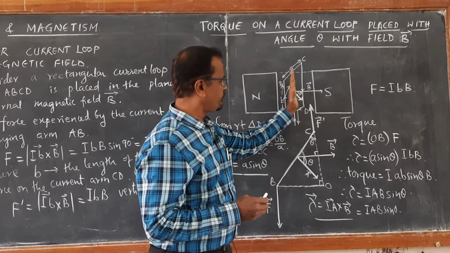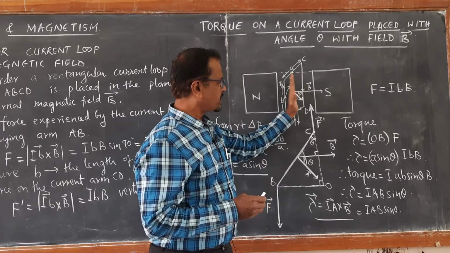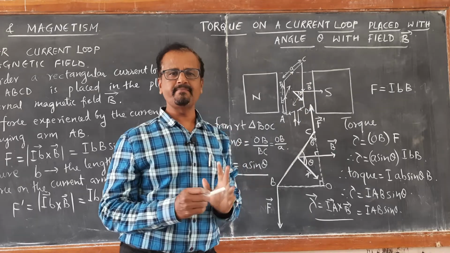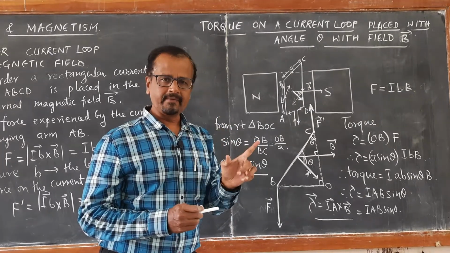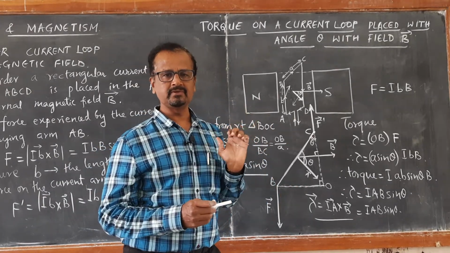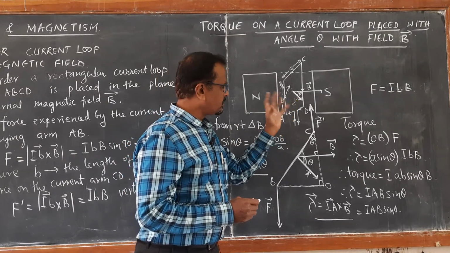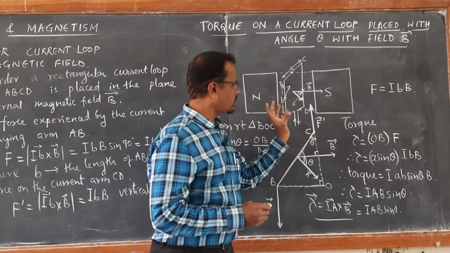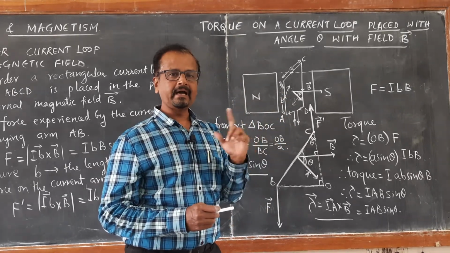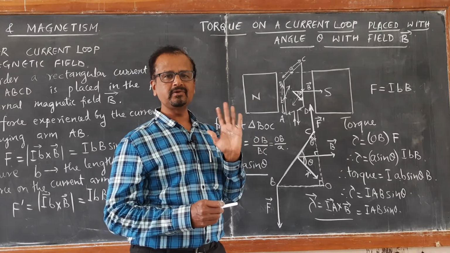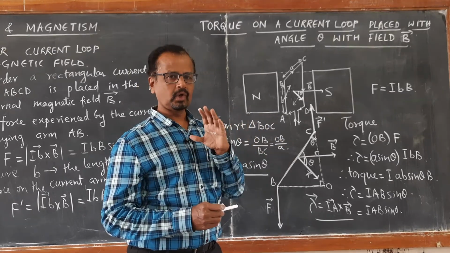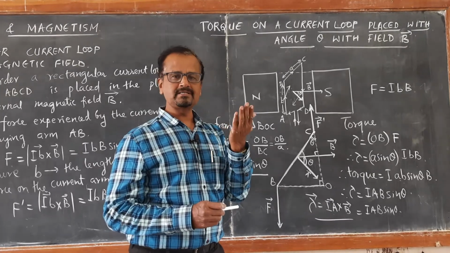So when the plane of the loop is perpendicular to the magnetic field, then area vector is in the same direction as that of the magnetic field. The angle between area vector and the magnetic field vector becomes 0. Torque will be 0. Therefore, when the current loop starts rotating due to the torque, the angle will be varying between 0 to 90 degree, 90 to 180, 180 to 270, 270 to 360. So torque will be varying from 0 to maximum, maximum to 0.